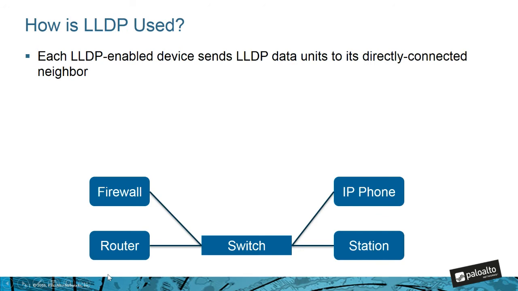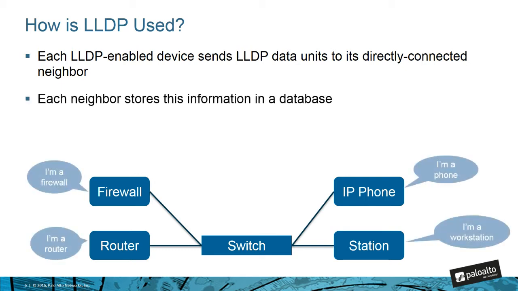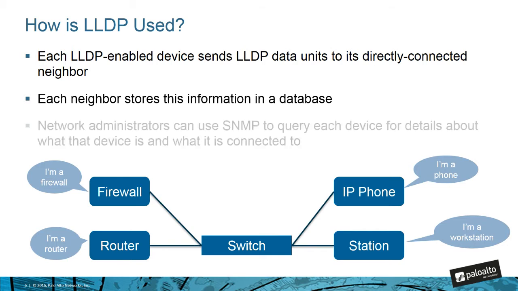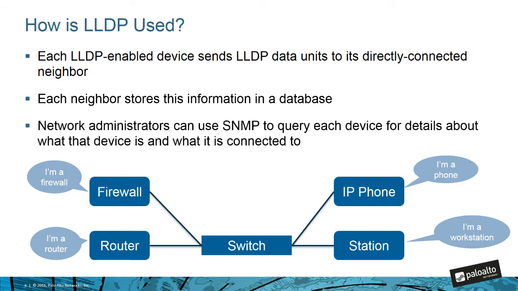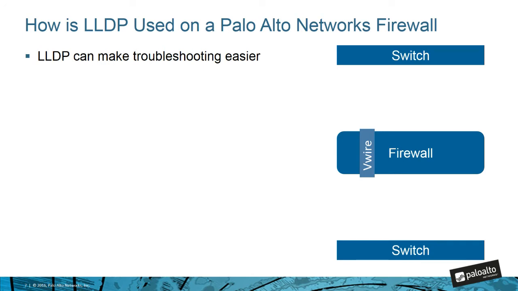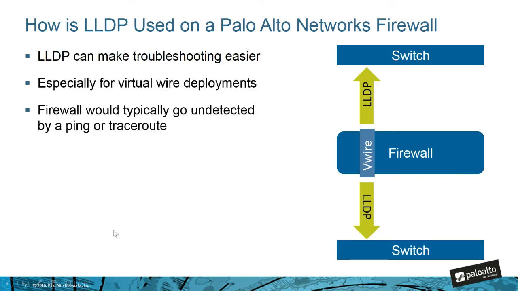How is LLDP used? Each LLDP-enabled device will send out LLDP data units to its directly connected neighbor. Each neighbor stores this information in a database, and network administrators can use SNMP to query each device for details about what that device is and what it's connected to. LLDP can make troubleshooting easier on a Palo Alto Networks firewall, especially for VWire deployments where the firewall would typically go undetected by ping or traceroute.